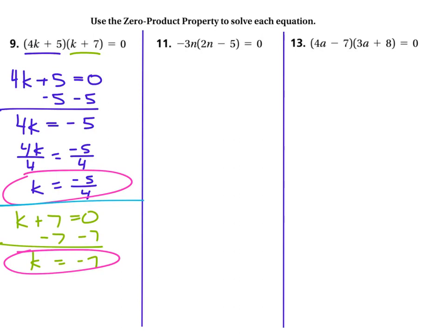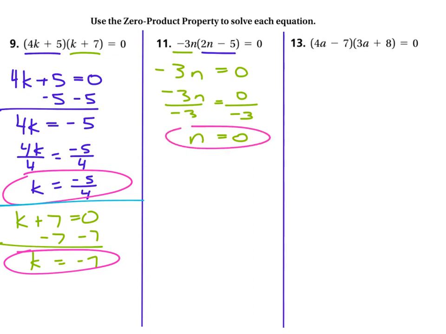Now, let's look at this next one. What's being multiplied is this negative 3n and this 2n minus 5. Those two expressions are getting multiplied together, and resulting in a 0. So we could say, what if negative 3n was the thing that was equal to 0 to make the whole thing 0? Let's solve for it. So we go negative 3n divided by negative 3 equals 0 divided by negative 3, and you get n is equal to 0.